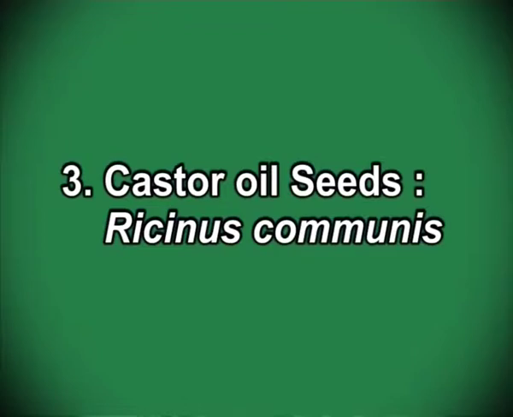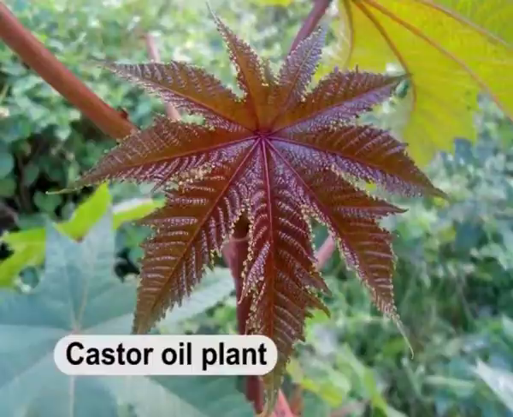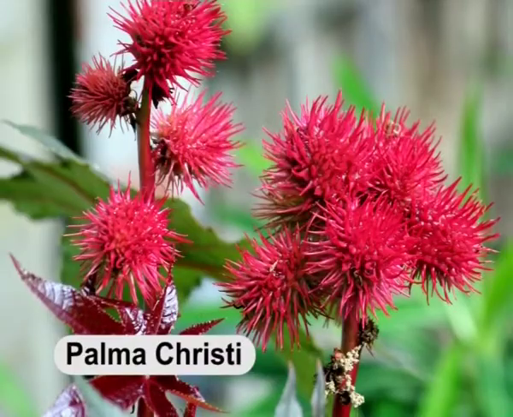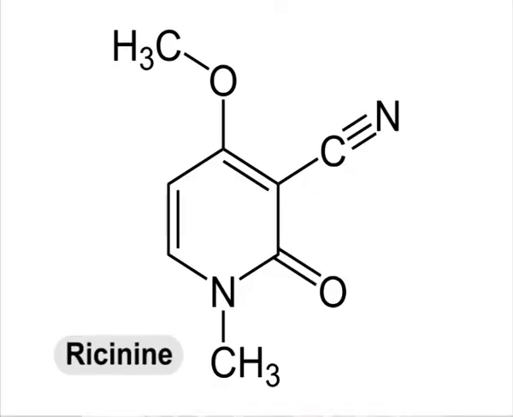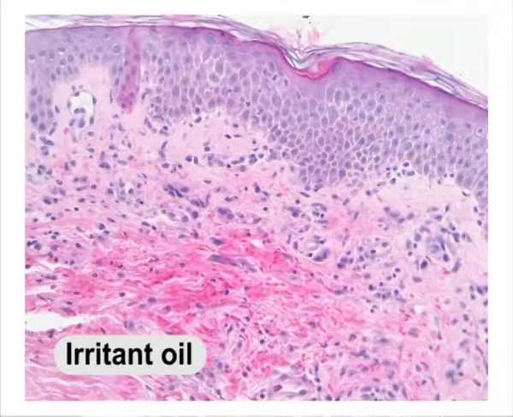Castor oil seeds, Ricinus communis, commonly known as castor oil plant, castor bean and Palma Christi. The seeds contain ricin, an extremely toxic and water-soluble ribosome-inactivating protein. Also present are ricinine, an alkaloid, and an irritant oil. Ricin is a naturally occurring lectin, a carbohydrate-binding protein. The toxin is present in the entire plant but is concentrated in its seeds.